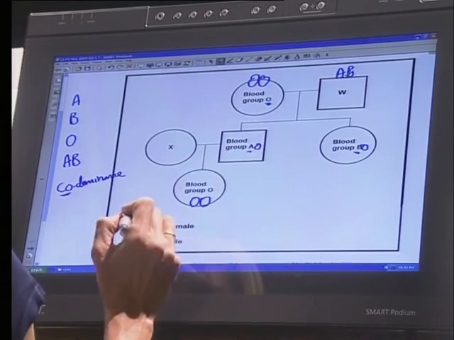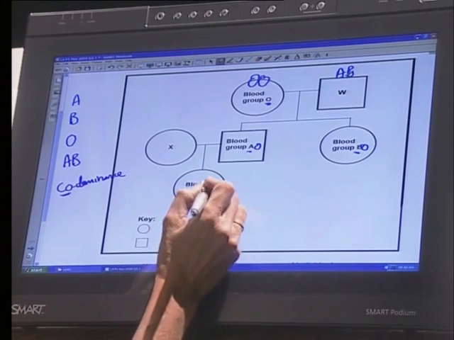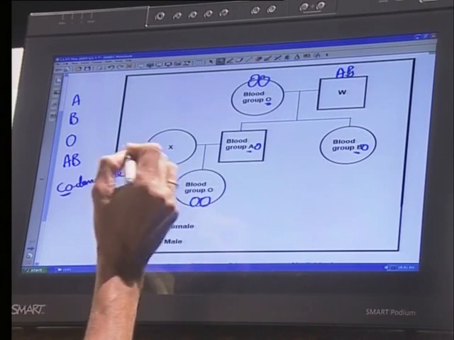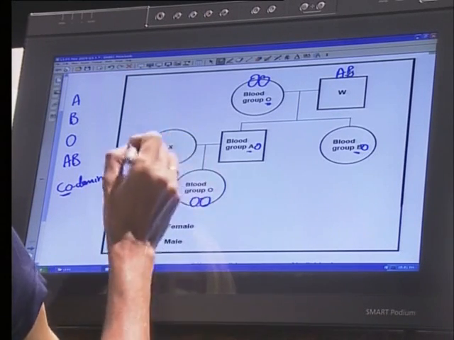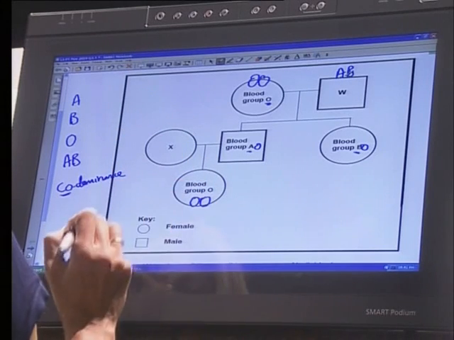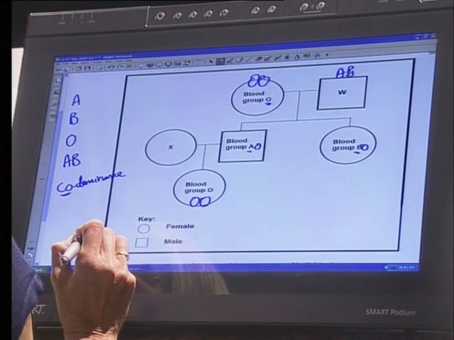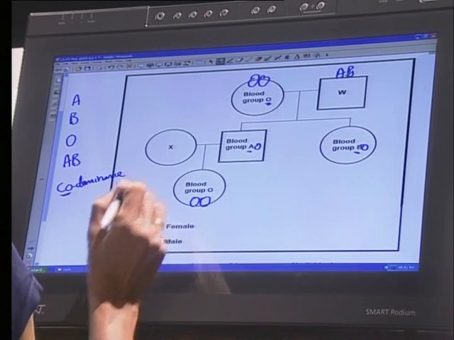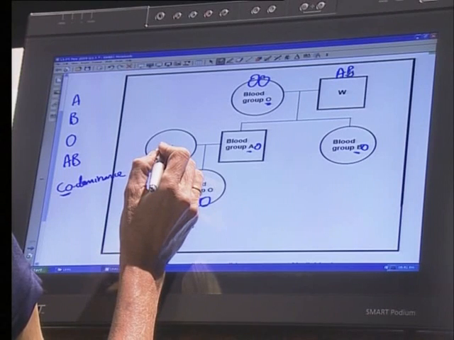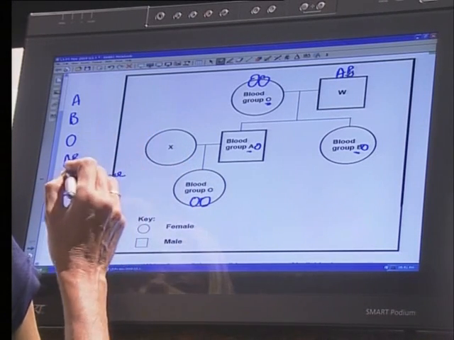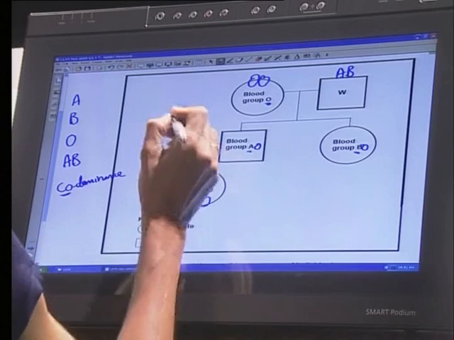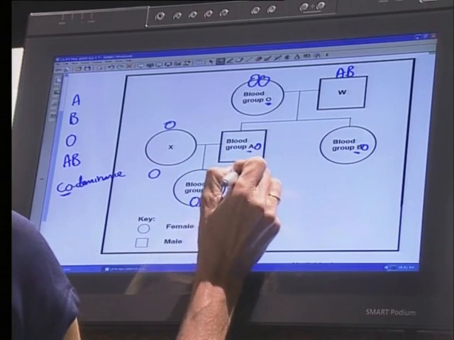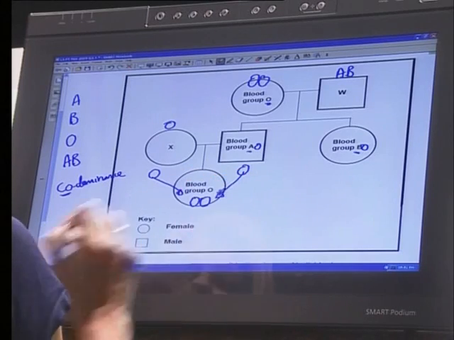Now, here we've got A, O, and this baby here ends up being OO. So how are we going to work out what X is? What would you say X is? X is the mother, and I think she's going to be blood group B. No, she can be anything as long as there's an O, because we have to take an O from the mother and an O from the father to make this baby blood group O. You understand?